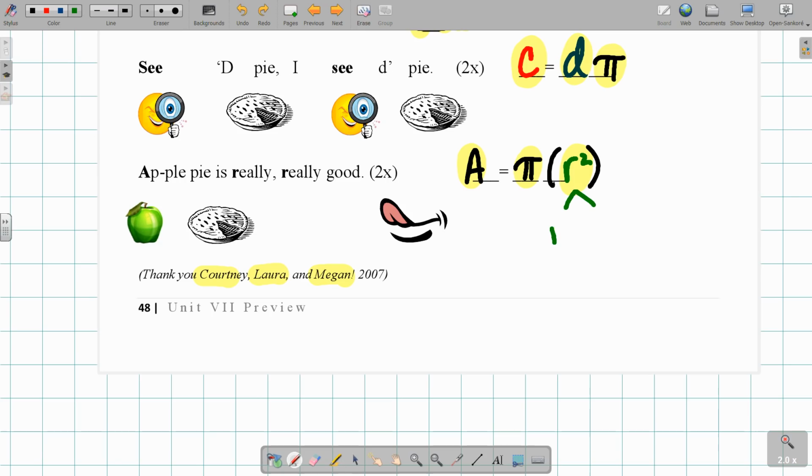You visualize it like that. R times R. Really, really good. Apple pie is really, really good. Let's pull this together, folks.